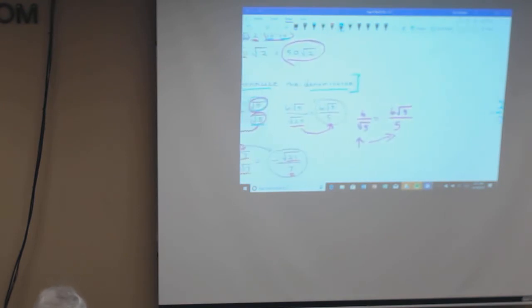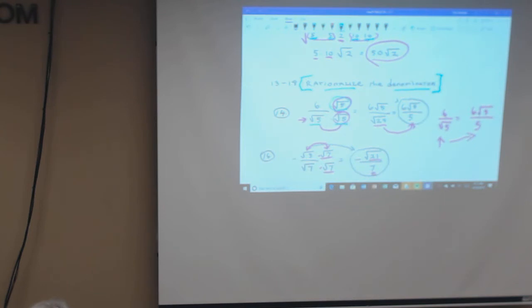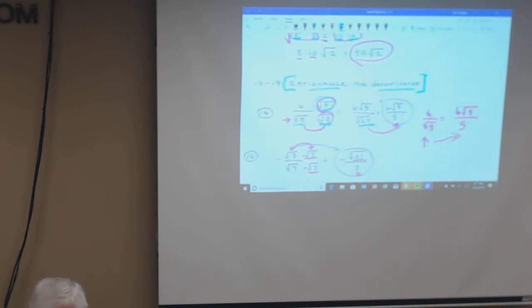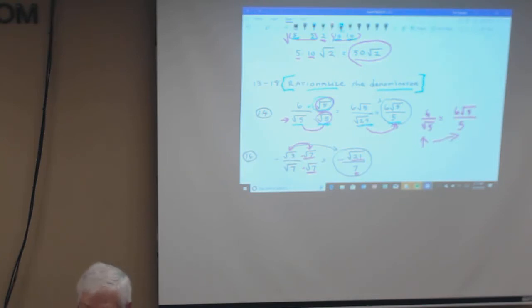So over here, I'm using radical 5 and radical 5. What's radical 5 times radical 5? Radical 25. What's the square root of 25? 5. Everybody follow that? So what happens to the numerator? Well, what's 6 times the square root of 5? I can't mix rational and irrational, so I just leave it as 6 times the square root of 5. So there's your answer: 6 times the square root of 5 over 5.